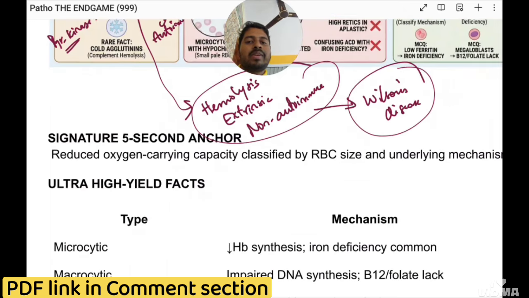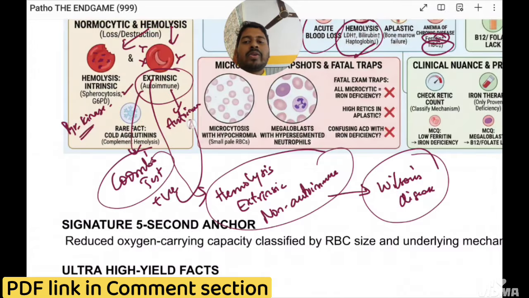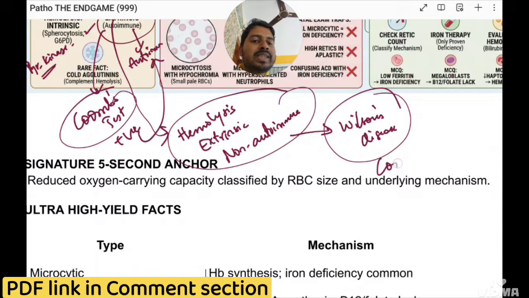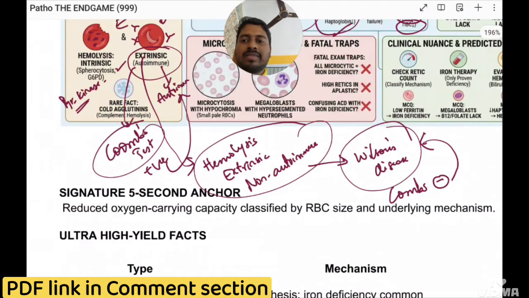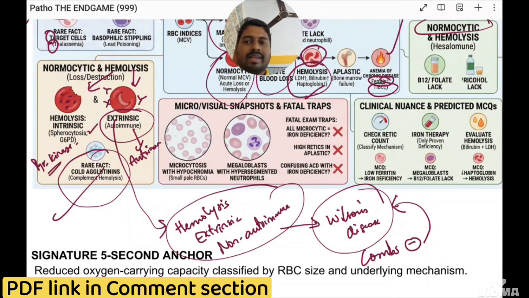In autoimmune hemolytic anemia, we use a test called the Coombs test. If the Coombs test is positive, it is autoimmune hemolytic anemia. If the Coombs test is negative, then it is Wilson's disease. Remember that much for now. There are some other complements which cause cold agglutinins. We won't go much into depth with this; during medicine we'll see these topics in depth.